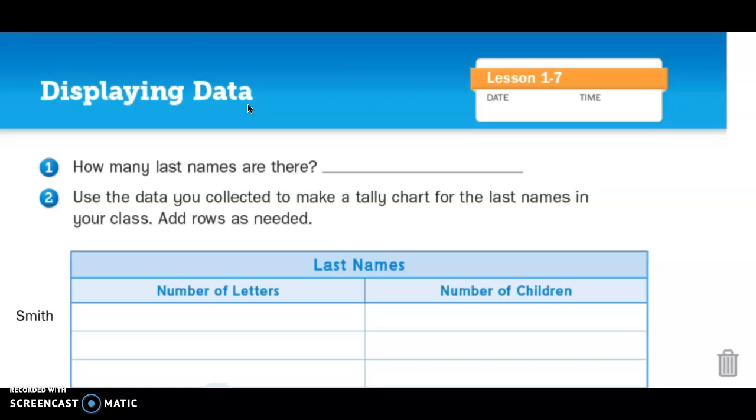We are going to create our own bar graph together. So whatever information I put down, you should be copying, and we're going to use it to create a bar graph. Number 1, it says, how many last names are there? Well, in our third grade classroom in 3C, we have 20 kids, and they each have a last name, which means there's 20 last names. So go ahead and write a 20.